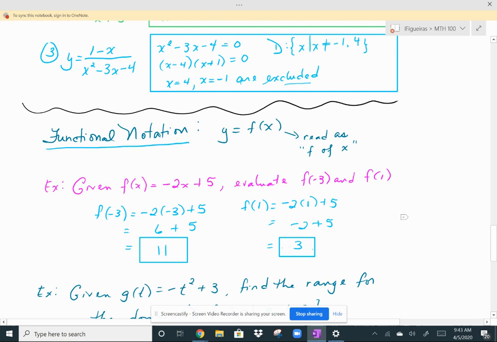Then we go on, plug in 1. So f of 1 means replace the x with 1. So it's negative 2 times 1 plus 5. That's negative 2 plus 5. And your answer is 3.